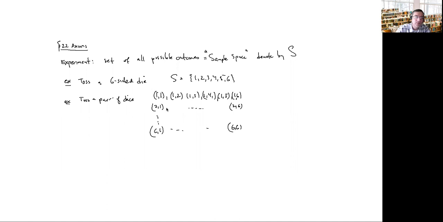So the set of all these possibilities, how many are there? Well, 6 times 6, or 36 outcomes. And I've listed all the outcomes. So the sample space in this case is this set here, for tossing a pair of dice.